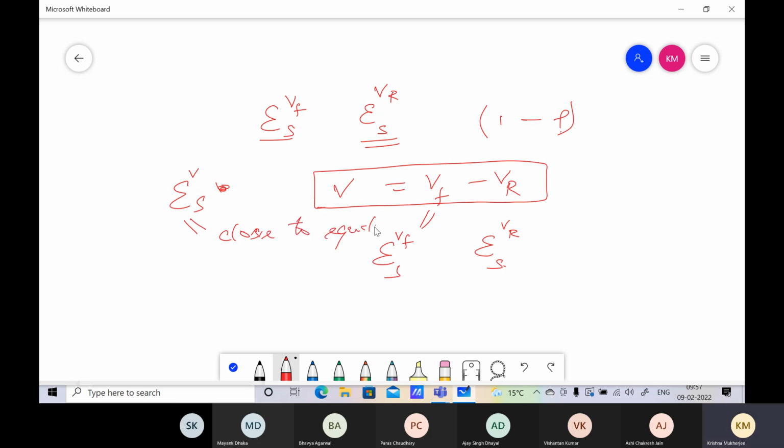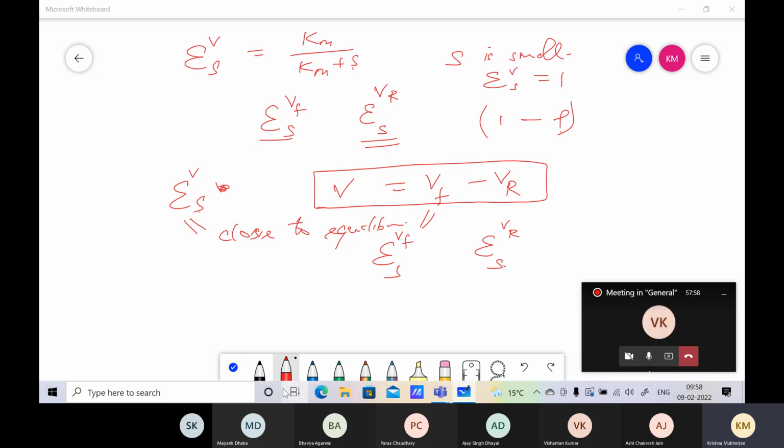and far from equilibrium. So now it is no longer just the Ks values that are important. Remember, earlier V by S was a simple form function. What was it? Km upon Km plus S. So the substrate concentration essentially determined the elasticity. Simple. When S was very small, EV by S was equal to 1. When S was large, it was equal to 0. Now it is a matter of how close to equilibrium it is, just like your mass action kinetics.